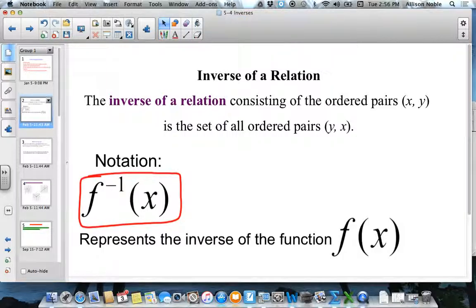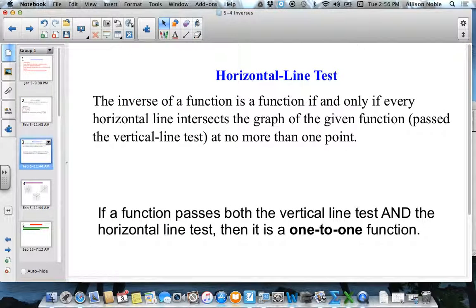When you have an inverse, you can see whether it's a function by doing a horizontal line test, or you can do a vertical and a horizontal line test on the original graph to tell whether it is a 1-to-1 function. If the function is a function and its inverse is a function, that is considered a 1-to-1 function.